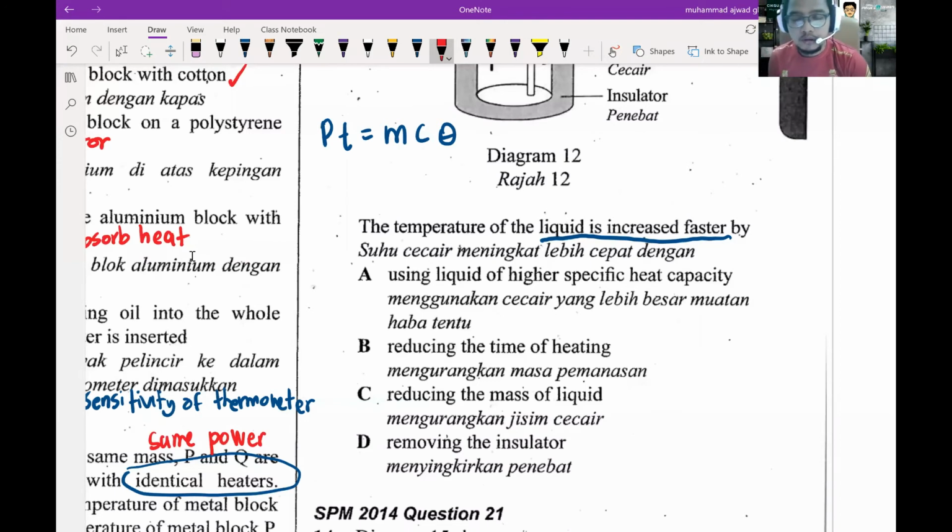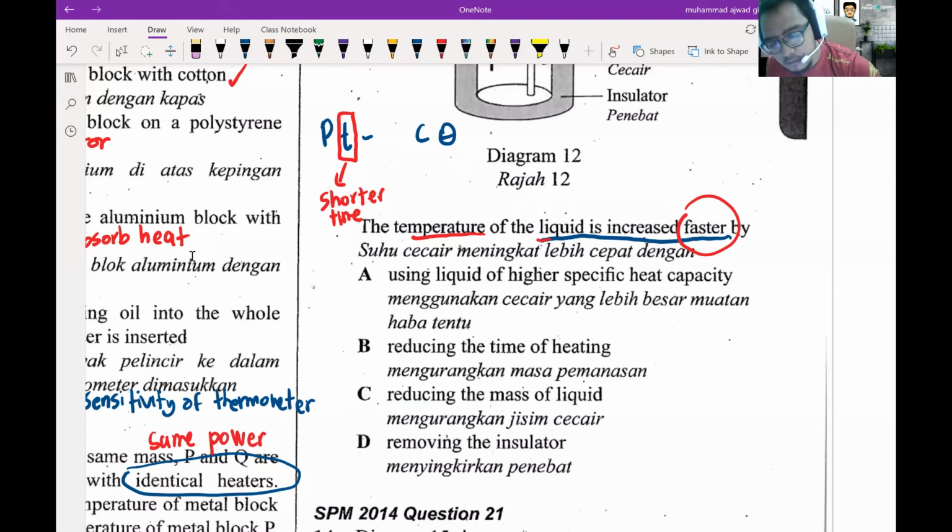Dia nak ukur temperature ke dia nak ukur time? Temperature. Okay. Liquid increase faster. The temperature of liquid increase faster. Nampak macam dia nak ukur temperature. Tapi bila dia kata faster, maksudnya dia nak tengok macam mana kita nak bagi time ni shorter time. Okay, shorter time maksudnya kita nak time ni rendah. Kita nak time ni singkat. Okay, so apa yang kita boleh ubah supaya time tu jadi lagi singkat?